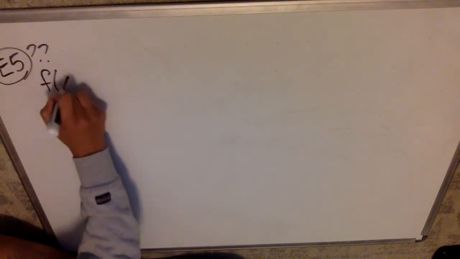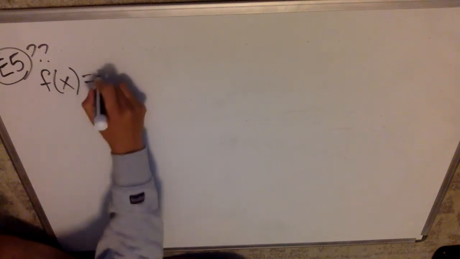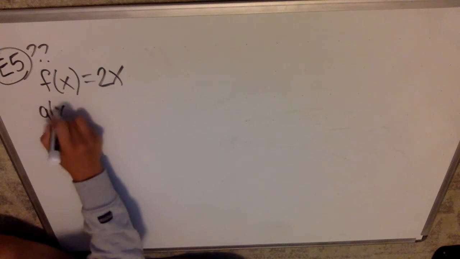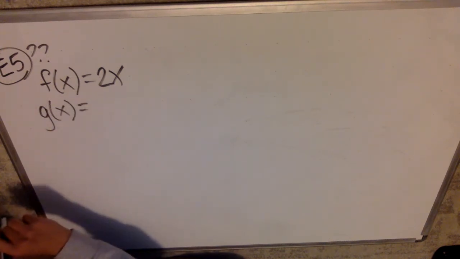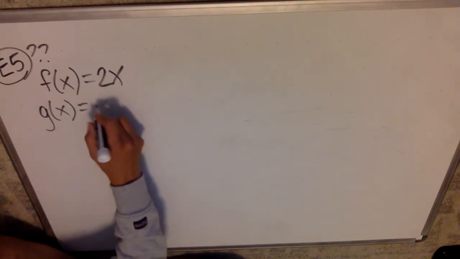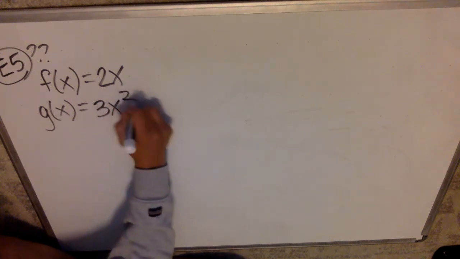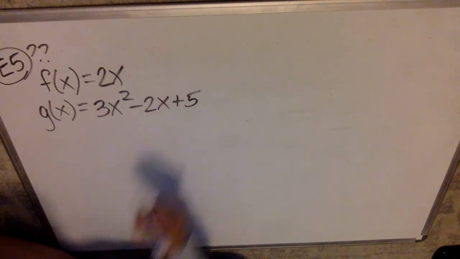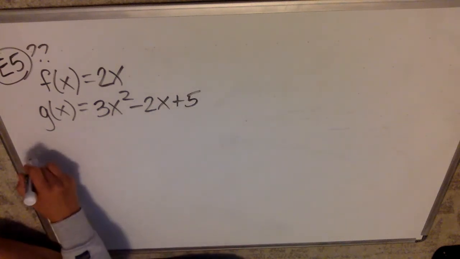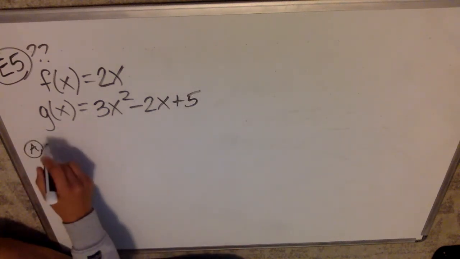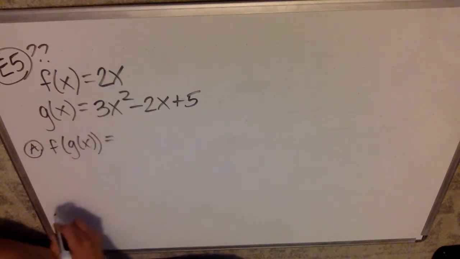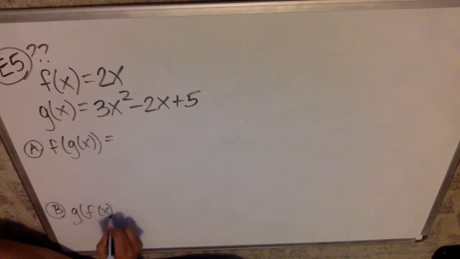So I'm going to give us f of x equals 2x, and let's do g of x equals 3x squared minus 2x plus 5. Cool. So now, what we're going to do in A is we're going to find f of g of x, and in B, we're going to find g of f of x.